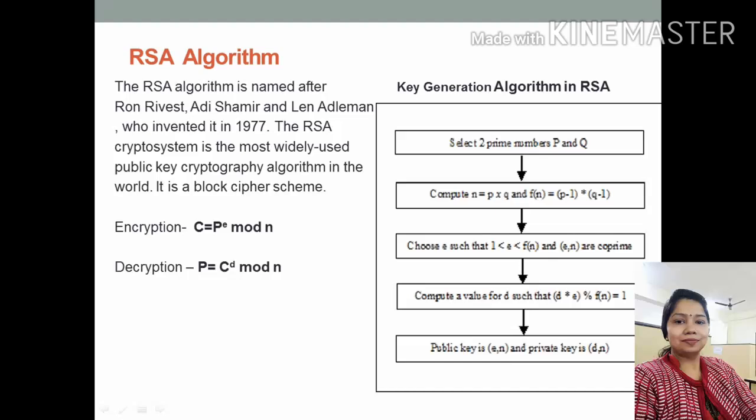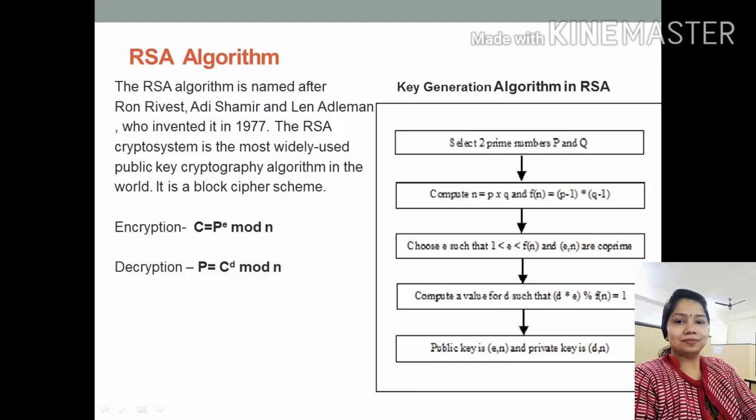The formula is given here, that is d into e mod f(n) is equal to 1. This statement should be true, that is it should be equal to 1, by keeping all the other computed data into this formula. We can find out the value of d. I will show you in the next slide, with the help of an example, how we compute it.